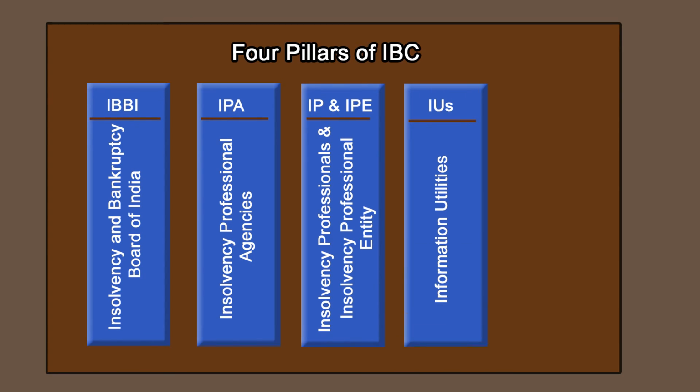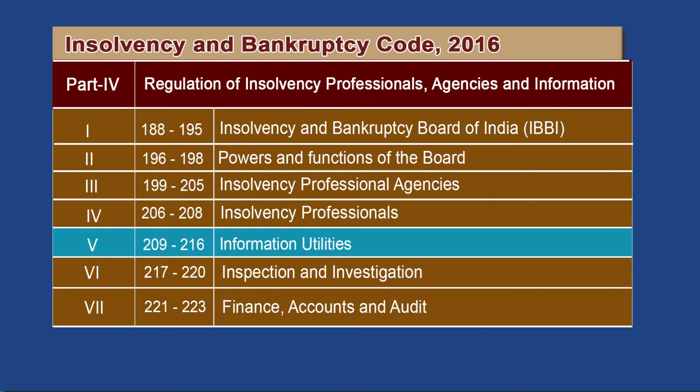Now, students, let us discuss the other pillar of the IBC ecosystem, that is information utility. Part 4, Chapter 5, Sections 209 to 216, read with the IBBI Information Utilities Regulations 2017, deal with information utilities. An information utility shall provide such services as may be specified, including core services like collecting and storing information on debts and defaults to any person, if such person complies with the terms and conditions as may be specified by regulations. No person shall function as an information utility without a certificate of registration.